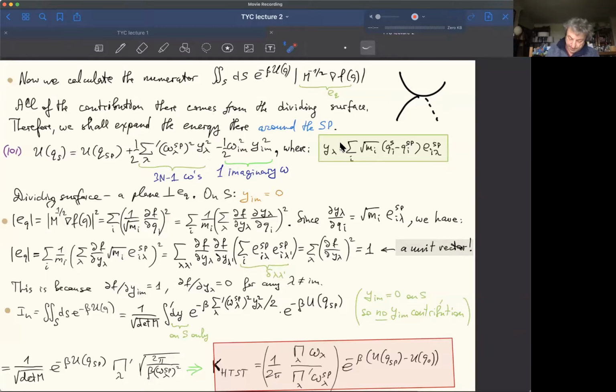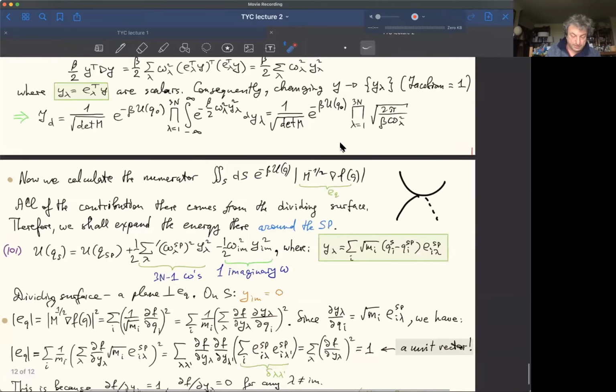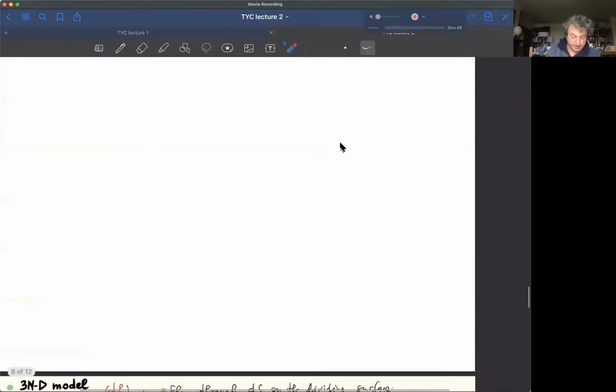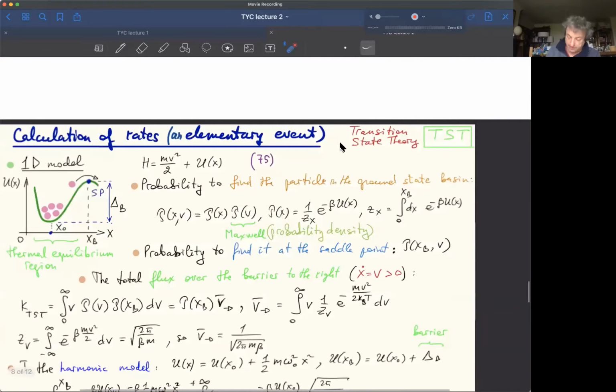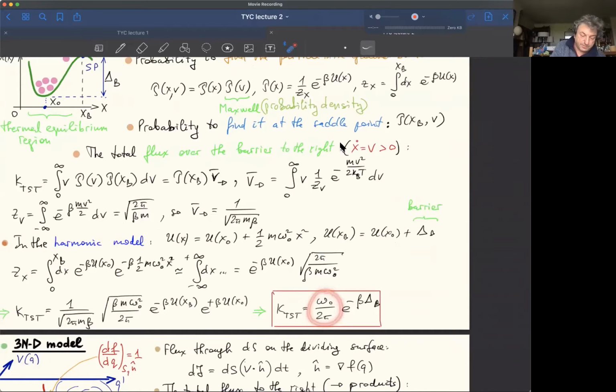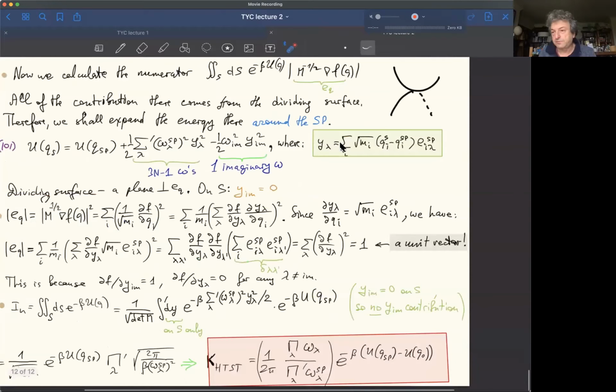And there's a 1/2 pi, and let's have a look at the one-dimensional case. In a one-dimensional case, this is precisely what we got. One frequency which takes you over the barrier divided by 2 pi as a prefactor. So this formula actually is a generalization of the one-dimensional case.